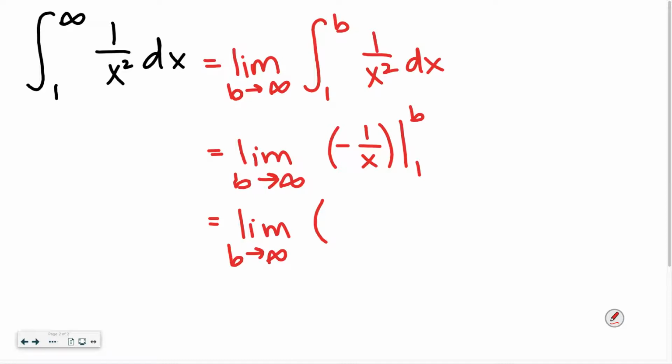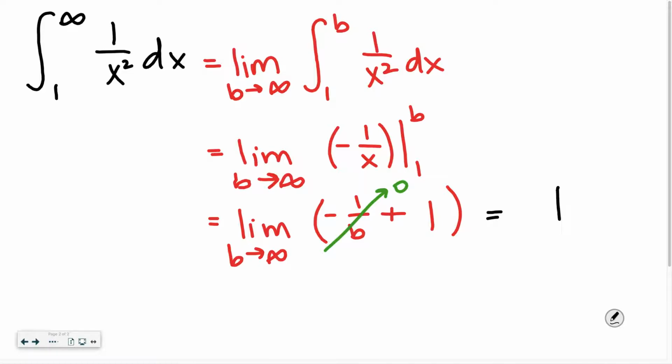Okay. Because look, we get -1 over b minus -1 over 1. Fundamental theorem of calculus, right? We plug in the top number minus we plug in the bottom number. Just remember that, okay? So now this is kind of what you're talking about, all right? Now, the limit as b goes to infinity means -1 over b is going to go towards 0.